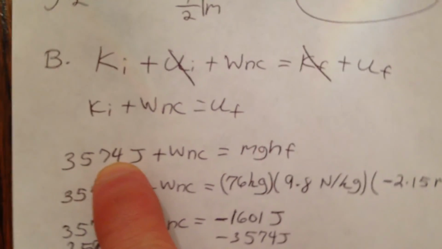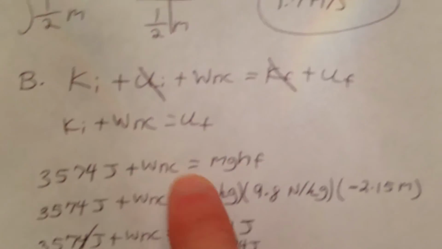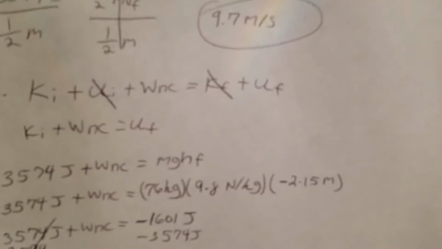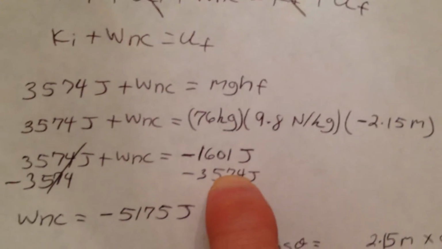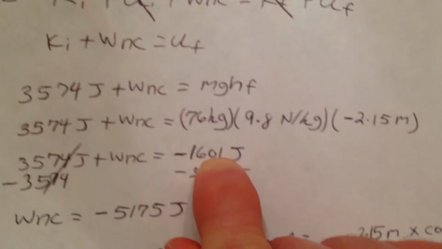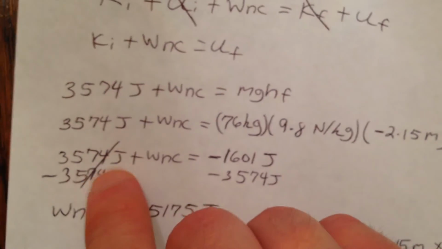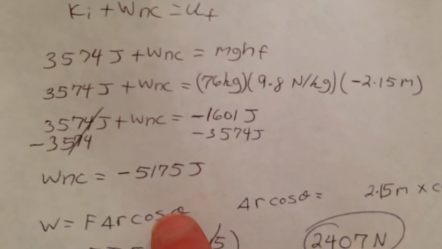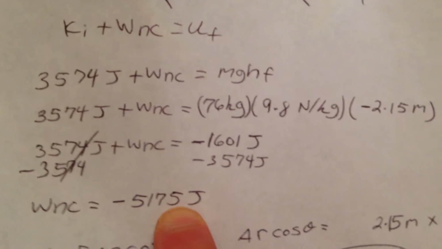The initial kinetic energy is the same as before. We don't know what the WNC is, and this is the final potential energy. The final height is negative 2.15 meters. Once we do the math, it comes out to be negative 1,601 joules on the right side. We bring the initial kinetic energy over to this side to get what WNC is, and WNC is negative 5,175 joules.